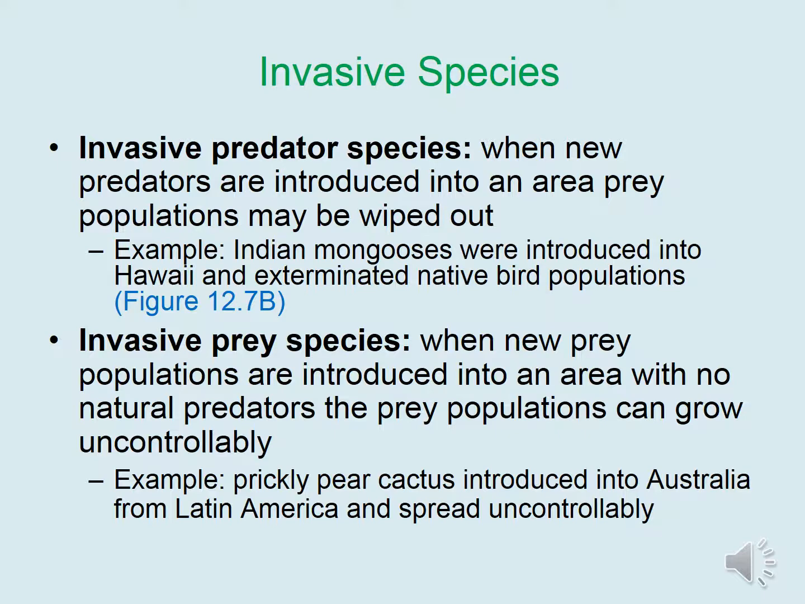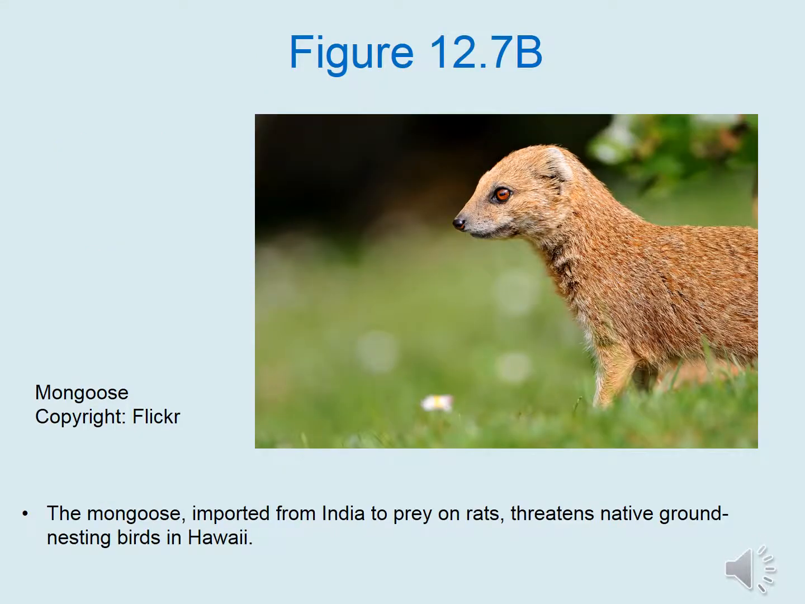When a new prey population is introduced into an area with no natural predators to feed upon it, the prey population can grow uncontrollably. An example of this would be the prickly pear cactus that was introduced into Australia from Latin America for agricultural purposes. And because there's no natural predator of the prickly pear cactus in Australia, it rapidly spread through the country. The mongoose, imported from India to prey on rats, threatens native ground nesting birds in Hawaii.